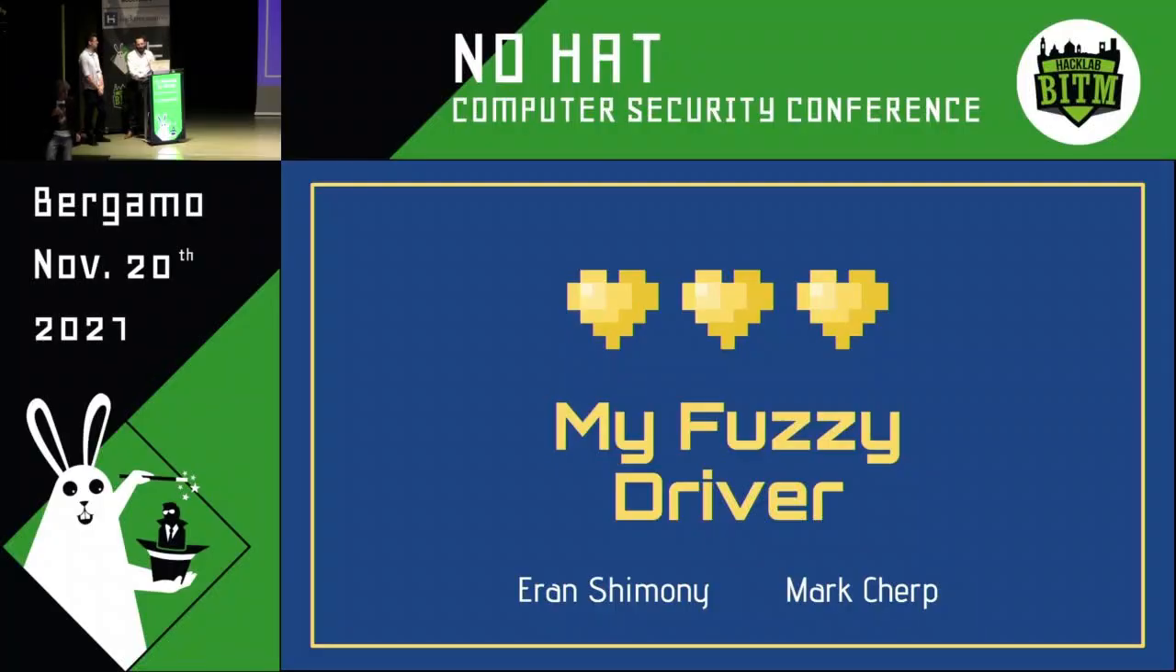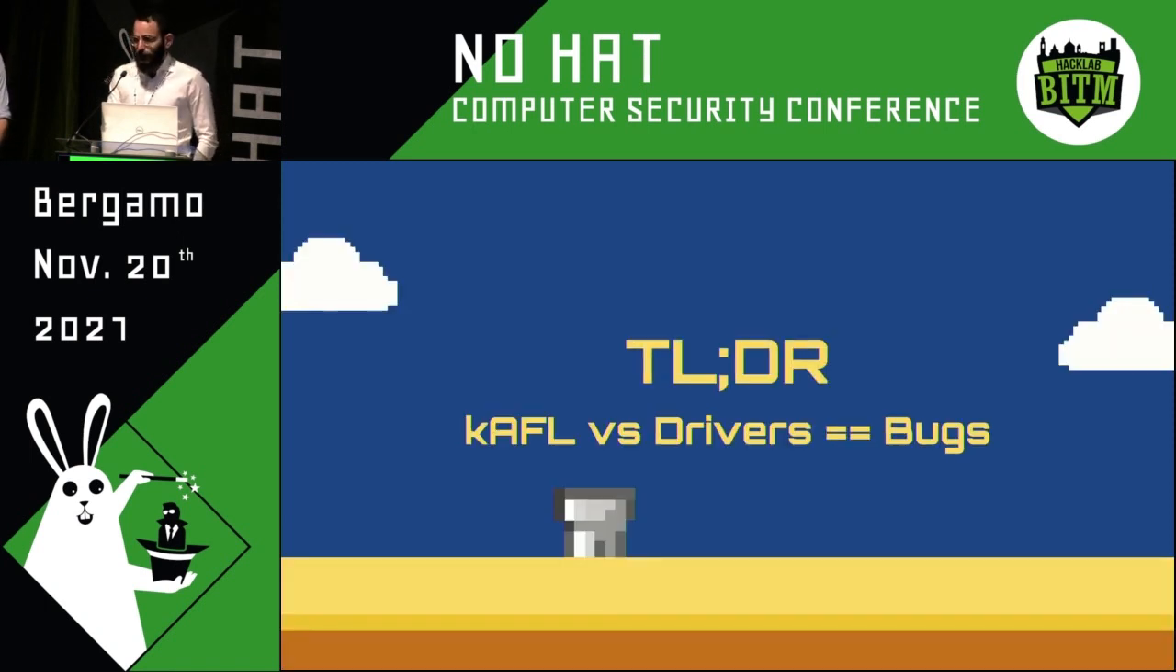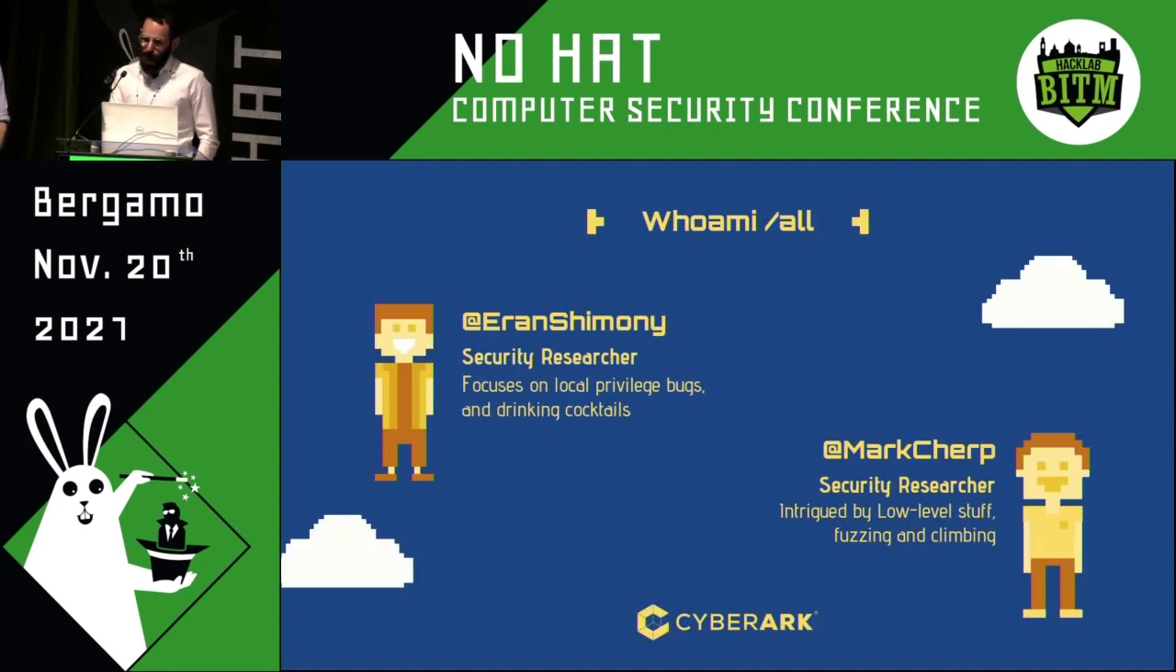We are very happy here to be in Bergamo, the beautiful city in Italy. And in our talk today, we will discover how to find local privilege escalation bugs on Windows, both via reverse engineering and advanced fuzzing techniques. And if we want to sum up the talk in 10 seconds, it's kernel fuzzing, kAFL, plus drivers equals many, many bugs and profit. So before we dive in, a bit about ourselves.